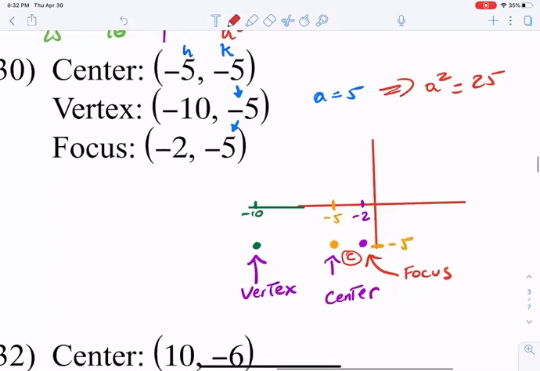So C should be equal to, well, if you are at your center and you need to find out what the C value is, then you can tell right away. If you're at -2 and the center is -5, that implies that C must be 3 units. So that means that C squared is 9. Now you can use the information to find what B squared is.